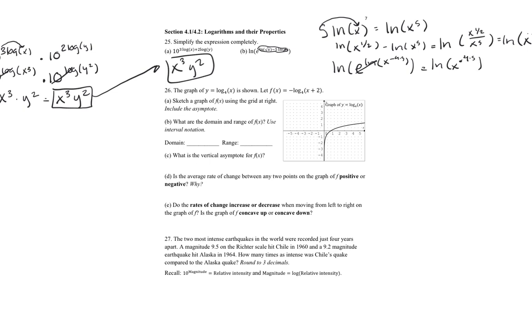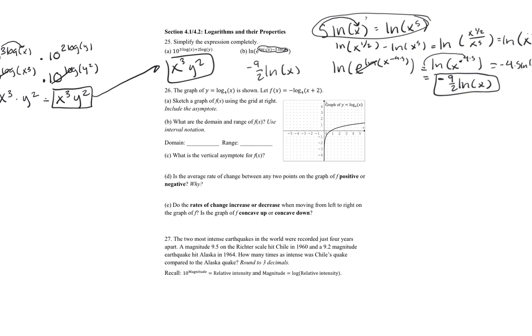And then we can apply that log rule that we did up here, but in reverse, right? So we can bring this out in front and say that's going to be equal to negative 4.5 natural log of x, or if you want to write it in fraction form, that's going to be negative 9/2 natural log of x. Either one works, so we'll just say negative 9/2 natural log of x.